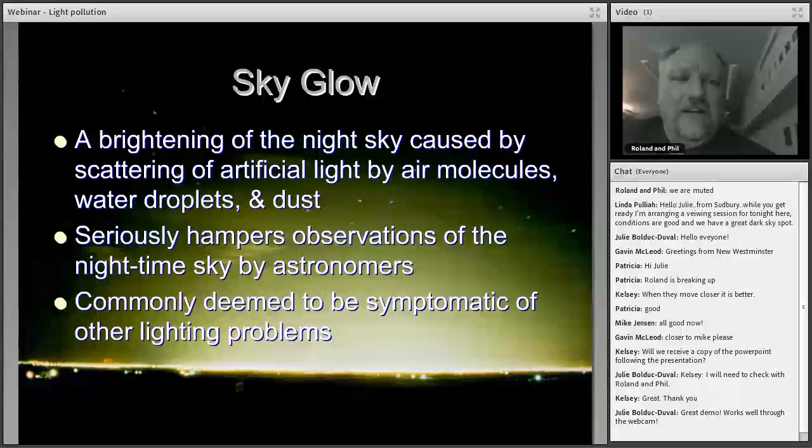And it's symptomatic of other lighting problems. That is, if you have a very high sky glow, very likely you're suffering from one of those previous examples of overlighting or glare or any of those other aspects of light pollution, light trespass. Probably all of those are occurring at ground level, and you see the symptom up in the sky.